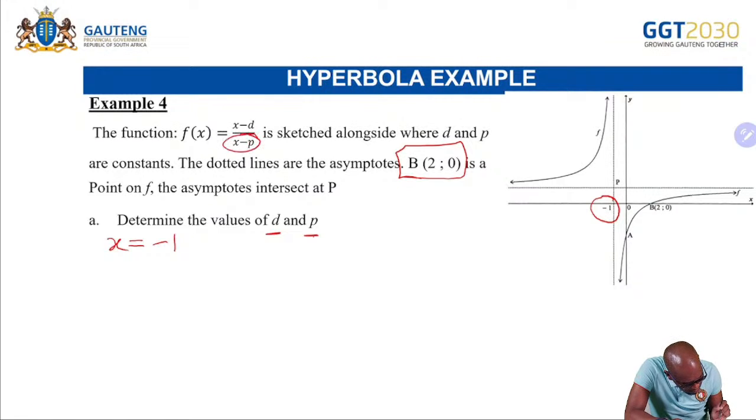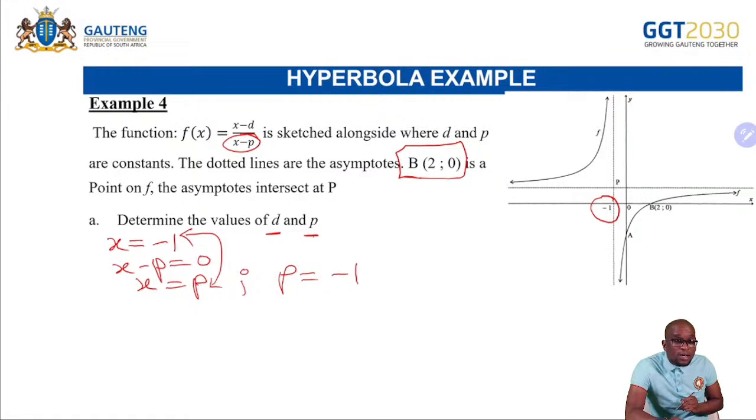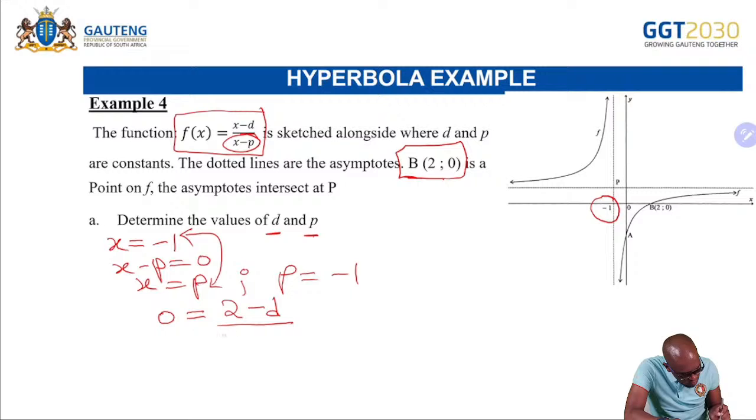And from this graph here, we know that x minus p equals 0, which means x equals p. What does that mean? We just worked out that x is negative 1, which means that p would be negative 1. So we have the value of p. We now need the value of d. We can substitute on this form. Where we see f of x, that is y, we put 0. Where we see x, we put 2. Where we see p, we put negative 1.